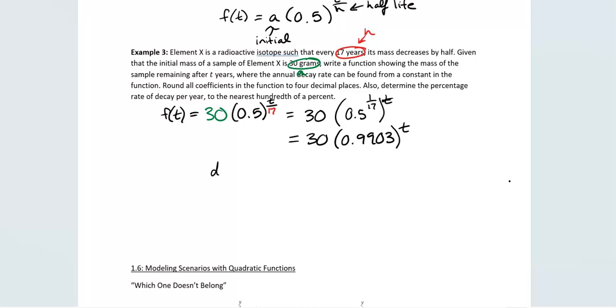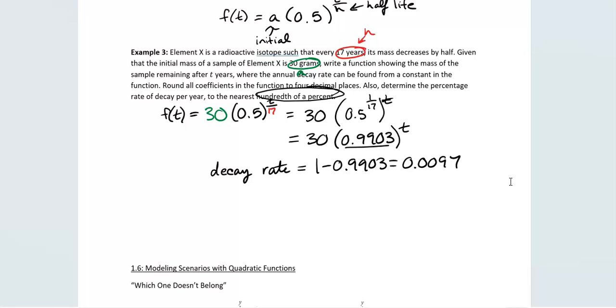The last thing we need to know is the rate of decay per year, and that's going to be determined, so the decay rate, and we talked about this also, is 1 minus whatever that number is. So 1 minus 0.9903, which is 0.0097, and that's a decimal, so it's not a percent, and it wants it to be a percentage. So the decay rate would be 0.97, because you move it over there, percent decrease per year.